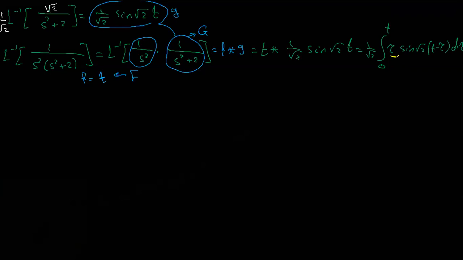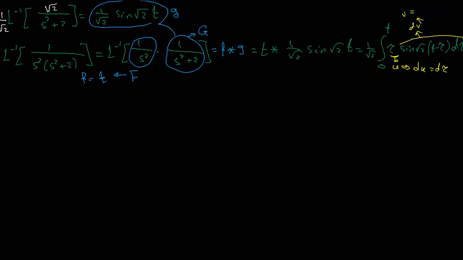By parts. This tau is my u, so my du is d tau. And this sine with d tau is my dv. So my v is what? What is your v? Integral of sine is negative cosine, and here you have negative, so it is a plus. And you need to divide by the coefficient. So v equals 1 over root 2 cosine root 2 (t minus tau).